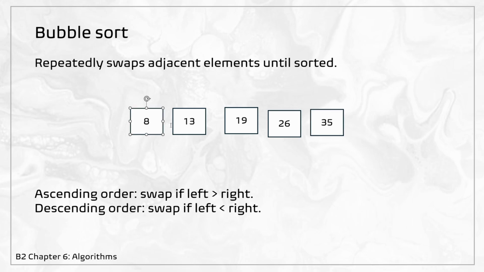So is 8 greater than 13? Nope. Is 13 greater than 19? Nope. Is 19 greater than 26? Nope. And is 26 greater than 35? Nope. So if we've answered no to every single comparison in a pass, that means that the array is completely sorted. And that's evident here because it is sorted: 8, 13, 19, 26, and 35.